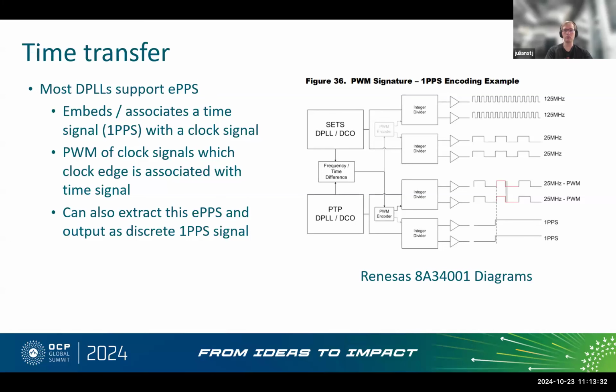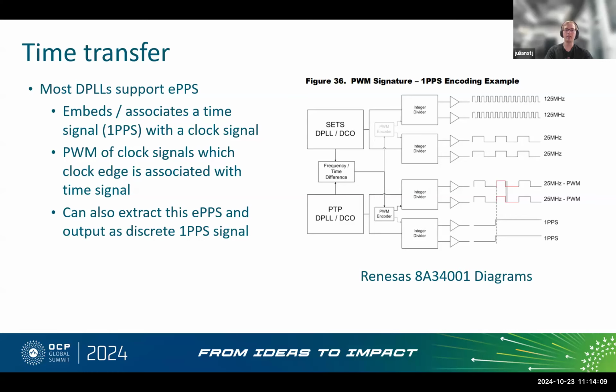Time transfer starts to get a little more complex. Time transfer relies on a feature in modern DPLLs called ePPS. This is where a 1 PPS edge is associated with an edge of a clock signal. There are two different mechanisms for this. I won't go into the details, but basically you adjust the PWM duty cycle of the clock to associate a rising edge with a 1 PPS signal. So for instance, if your duty cycle is typically 50% and you want to demark on the clock what that edge was, you'll change the duty cycle to say 25% or 75%.